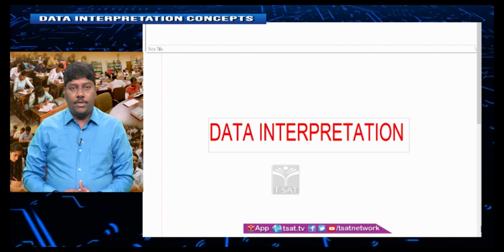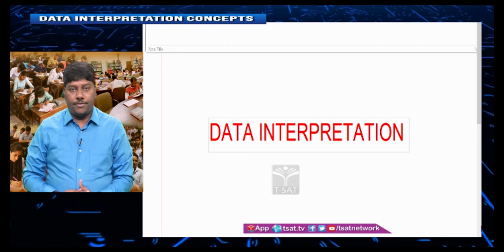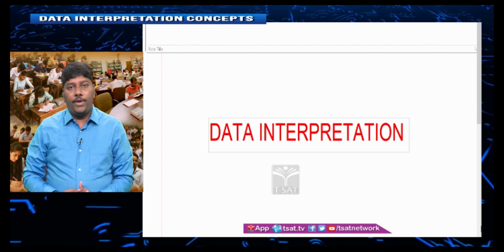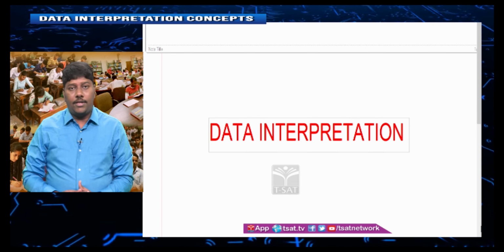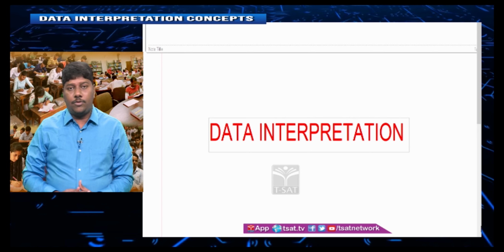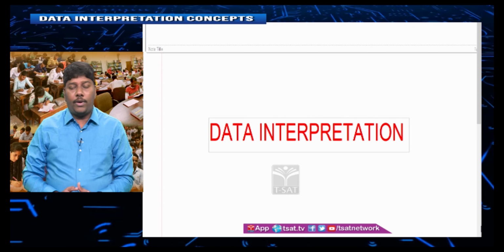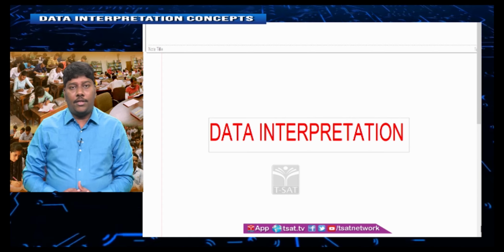So what we are going to do in this session is first learn the concepts of data interpretation. The concepts mean how we actually interpret the data when a bar graph is given, or a pie chart, or a line graph, or a tabular graph is given. How do you look at the values, what are the things they usually ask you, and what are the basic formulas you should have handy in order to solve your data interpretation questions.